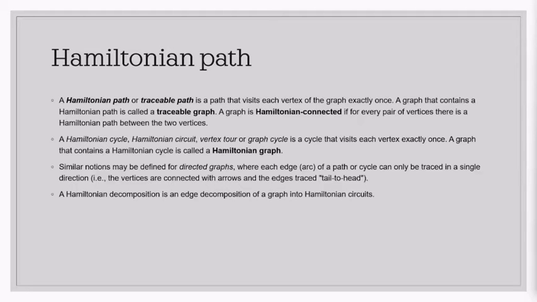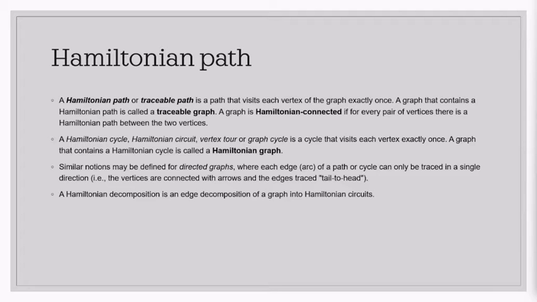A Hamiltonian path, or traceable path, is a path that visits each vertex of the graph exactly once. A graph that contains a Hamiltonian path is called a traceable graph. A graph is Hamiltonian connected if for every pair of vertices there is a Hamiltonian path between the two vertices. A Hamiltonian cycle, Hamiltonian circuit, vertex tour, or graph cycle is a cycle that visits each vertex exactly once. A graph that contains a Hamiltonian cycle is called a Hamiltonian graph.